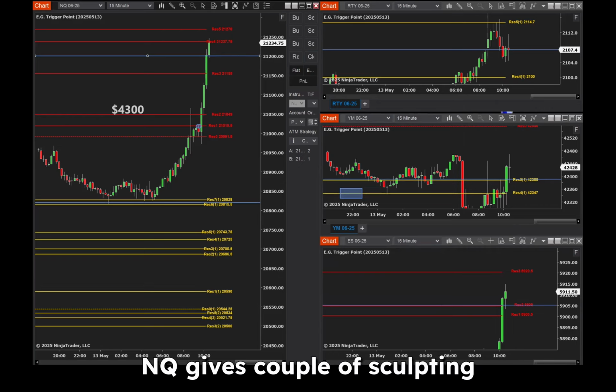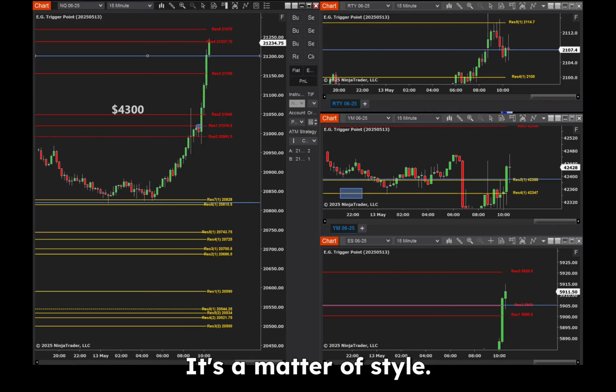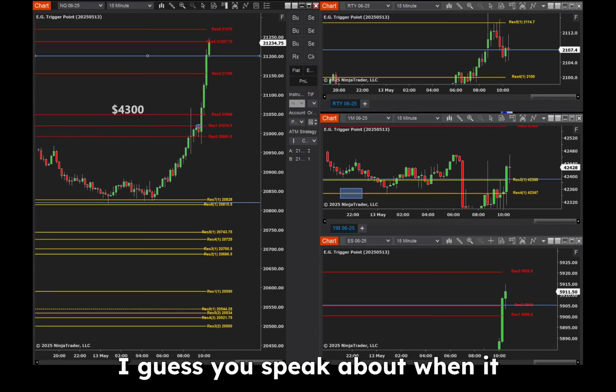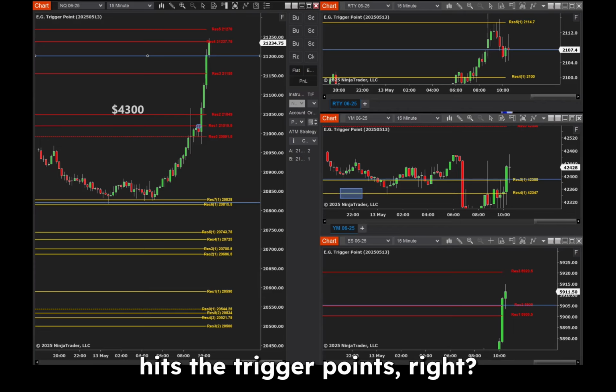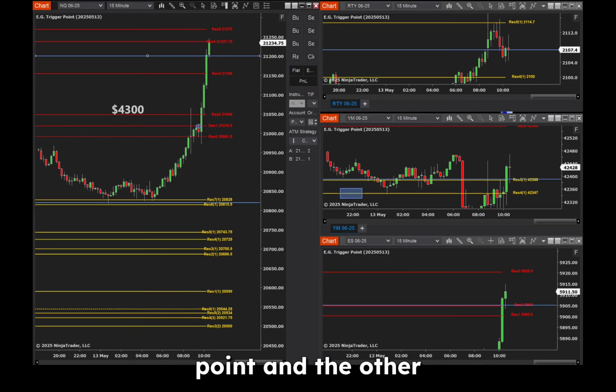In my observations, NQ gives a couple of scalping opportunities while waiting for others to arrive at equivalent lines. What do you think? It's a matter of style. Honestly, I don't know. I do not like scalping. I think it's too risky for NQ when there isn't a clear picture for me. I guess you speak about when it hits the trigger points, right? Not in the middle. You mean if NQ hits its trigger point and the others are not contradicting, then you take the first touch? This is what you mean?